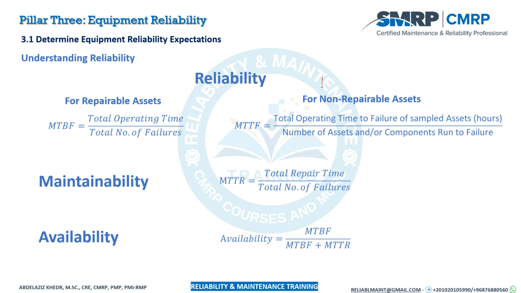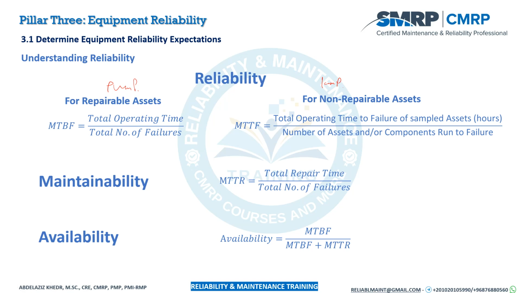Non-repairable asset like a lamp. If a lamp fails, we will not repair it again. But if we have a pump, we can replace the seal, the bearing, the repair kit, and restore its capacity again. So we have repairable assets and non-repairable assets. For repairable assets, we are measuring the mean time between failure with this law or by this equation.